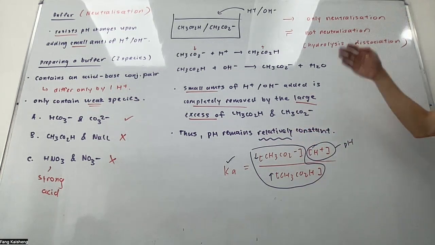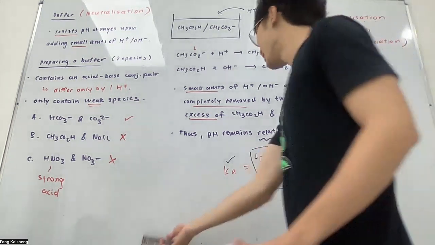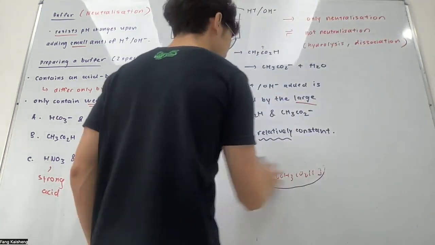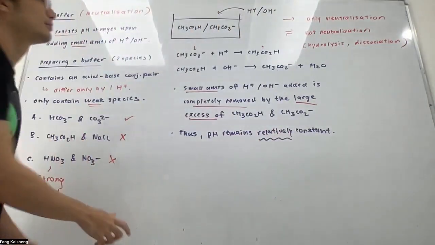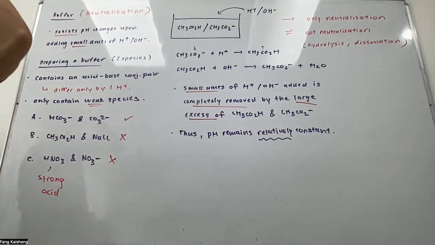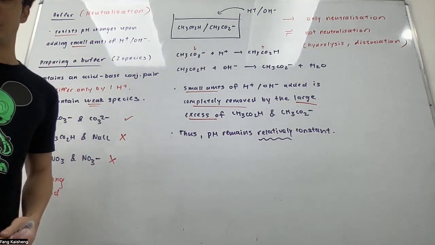If it's some random acid and base, you can't even come out with a Ka. You know, so if you're wondering about that. Okay? Okay, so far. Alright, let's move on to the next page.